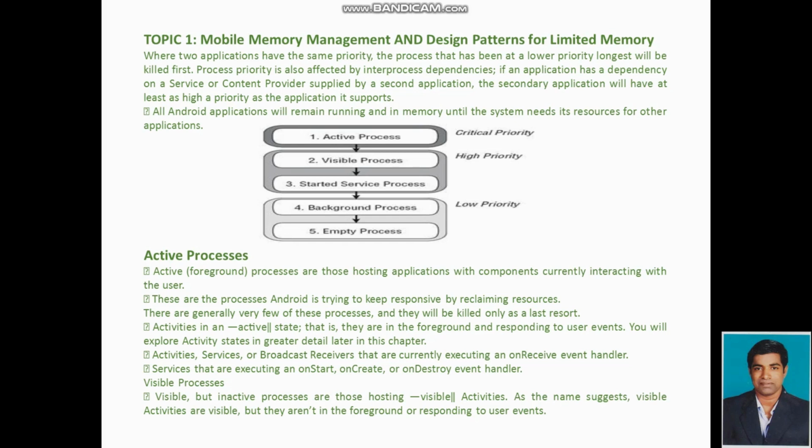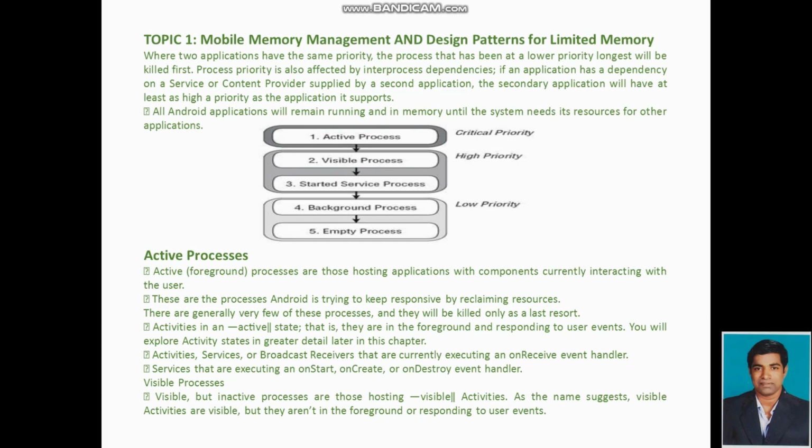The chain of activities: active process, visible process, started service process, background process and empty process are categorized based on the priority. So active process comes under critical priority, visible process and started service process come under high priority, background process and empty process come under low priority.